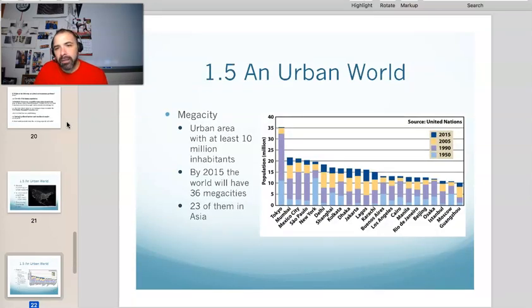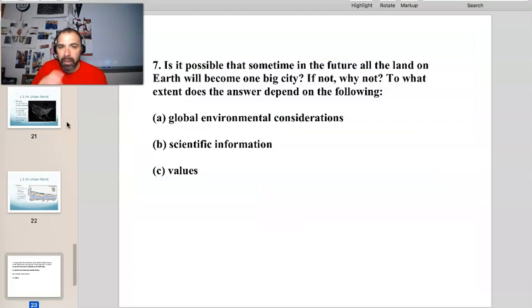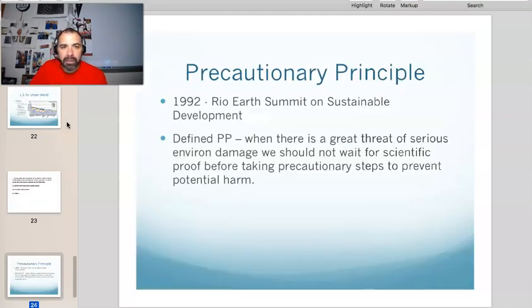So a mega city, right, is an urban area with at least 10 million inhabitants. If you've ever been to a large city with 10 million, Beijing, Tokyo, Mumbai, New York would be the metro area there, Lagos, LA. It's very different than being in Tiffin. But by 2015, which we're way past this, the world will have 36 mega cities. I've got to update this. 23 of them are going to be in Asia. So most of your population growth is in Asia. So again, you can pause and reflect. I'm sure you're all doing that, pausing and reflecting.